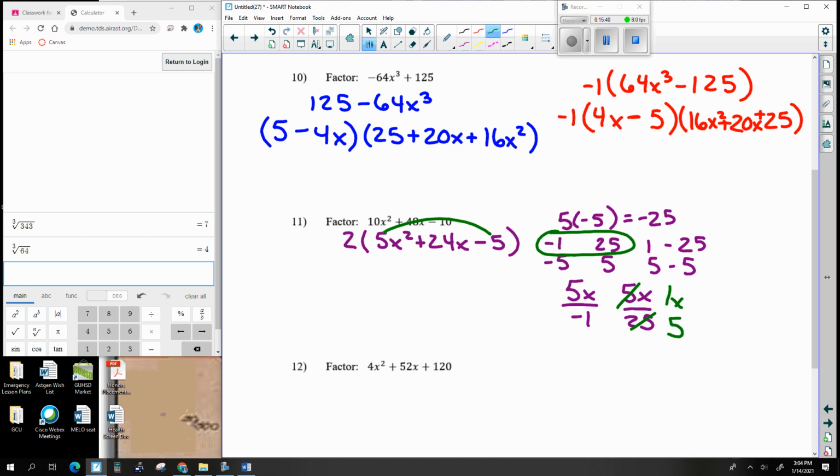And so those are your results. So the fraction itself comes out to be a 5x minus 1 and a 1x positive 5. And then there's this outside 2 just along for the ride.